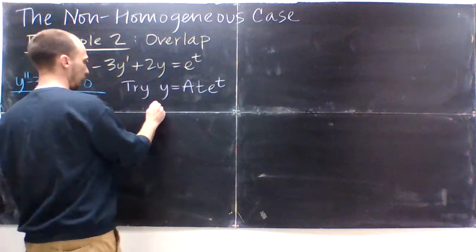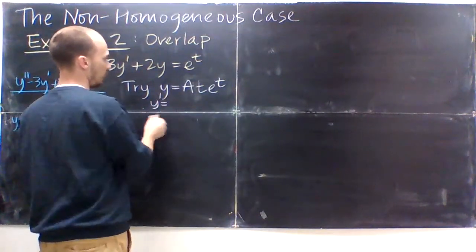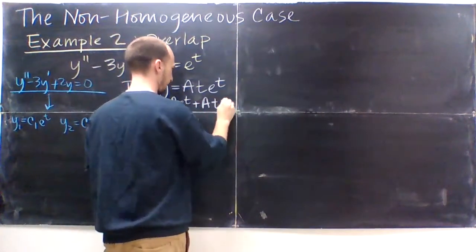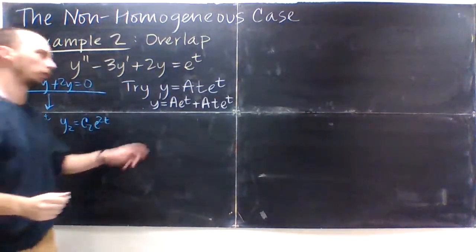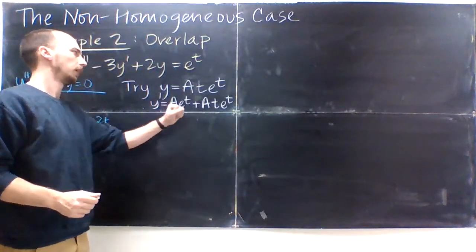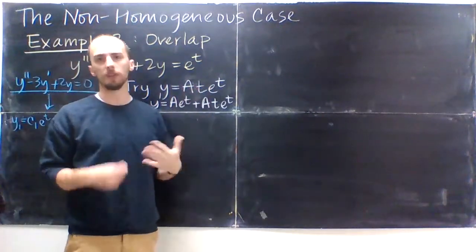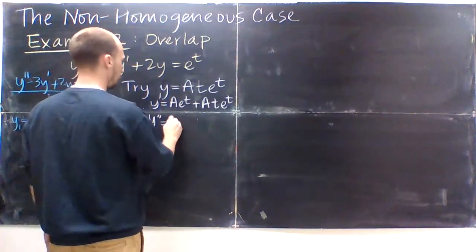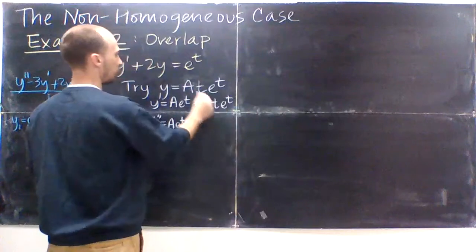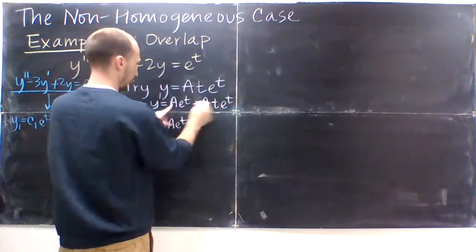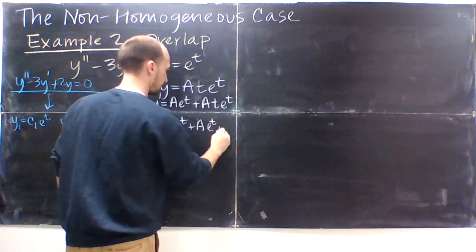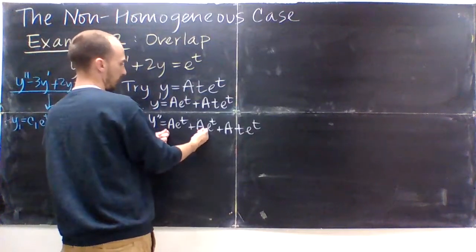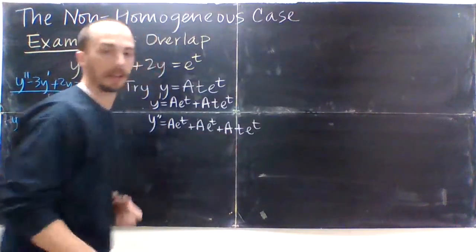Okay? Now that means that y prime will be a e to the t plus a t e to the t, because of the product rule. First, I took the derivative of at with respect to t, left e to the t the same, then I left this the same and took the derivative of e to the t. For y double prime, the derivative of a e to the t is a e to the t, and then the derivative of this is the same as what I did above. Maybe I could combine these together and say that's 2a e to the t plus a t e to the t.